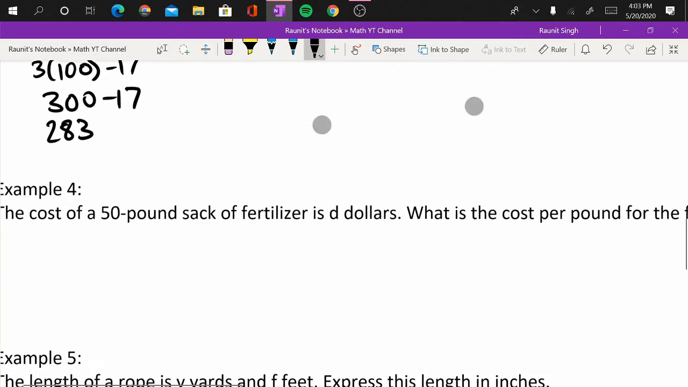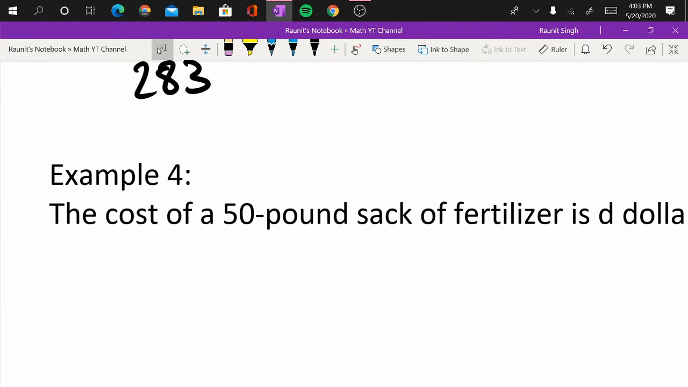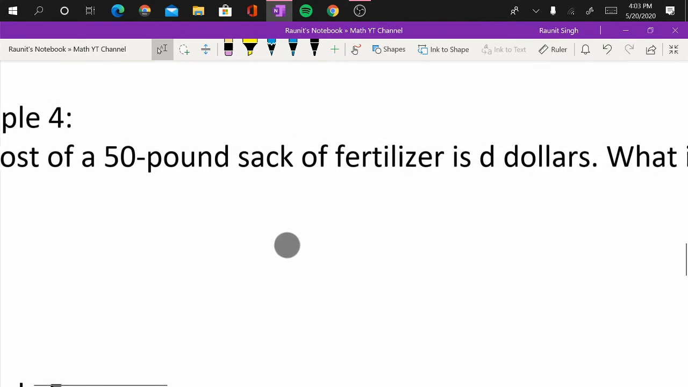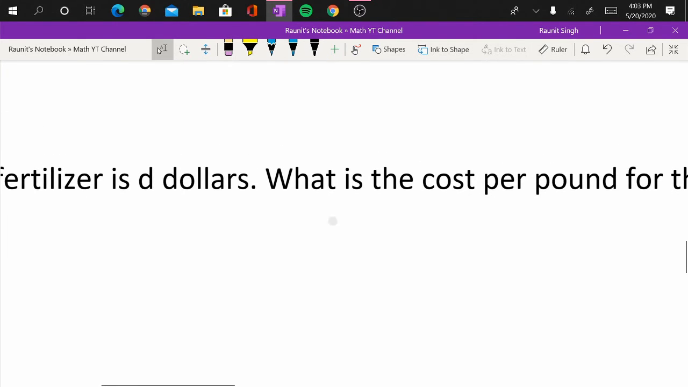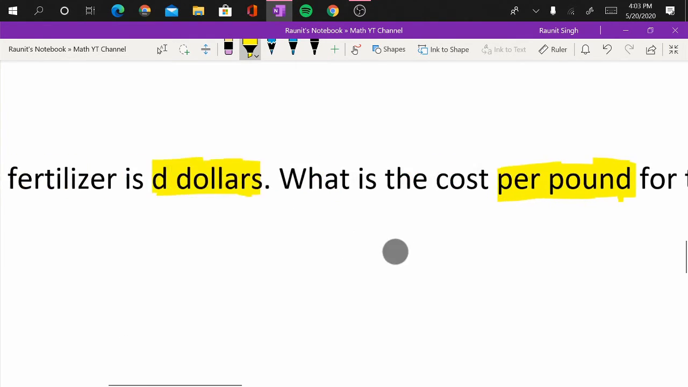So our next example is going to be a word problem. It's actually not a word problem, it's just turning words into algebra, or into an equation. So the cost of a 50-pound sack of fertilizer is $D. And then it's asking what is the cost per pound for the fertilizer.